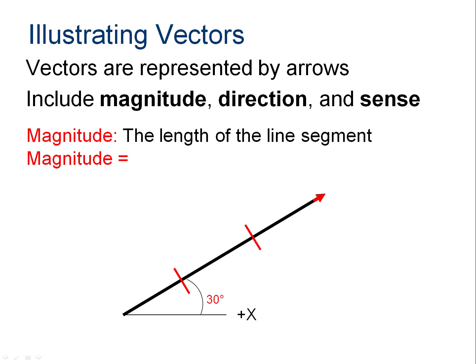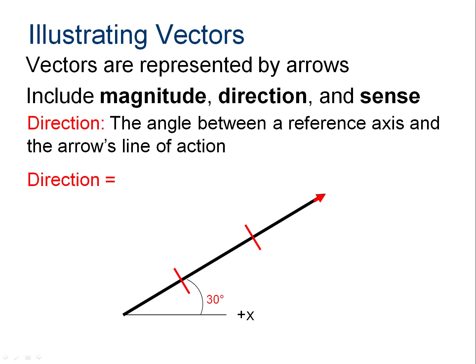So let's look at how we can illustrate a vector. In this instance, I've got a vector and it's got a magnitude. And the magnitude is 3 units, whatever the units are, newtons or whatever. 3 units. So that's the magnitude of my vector.